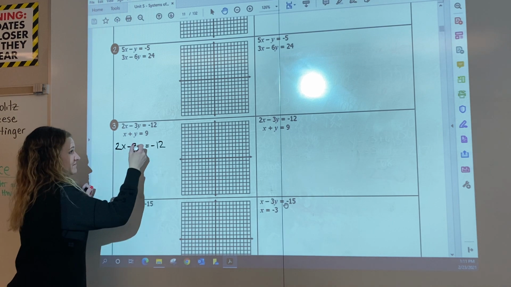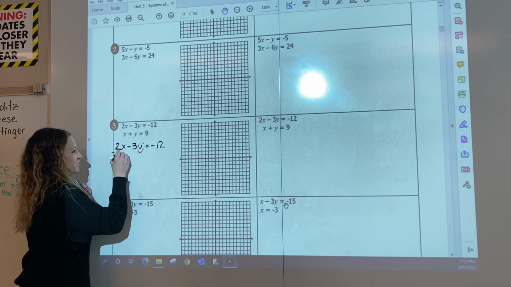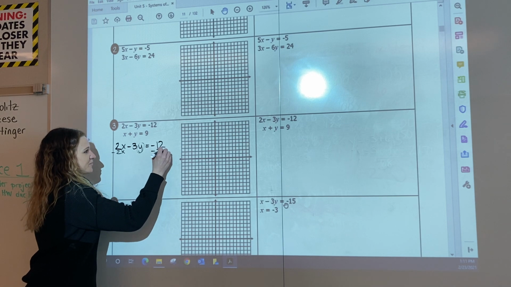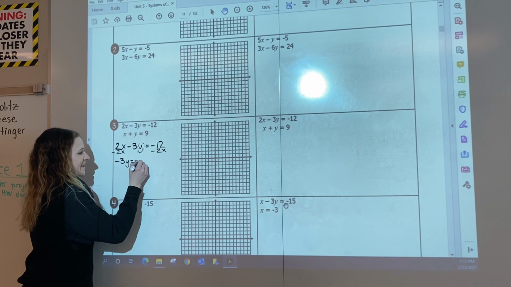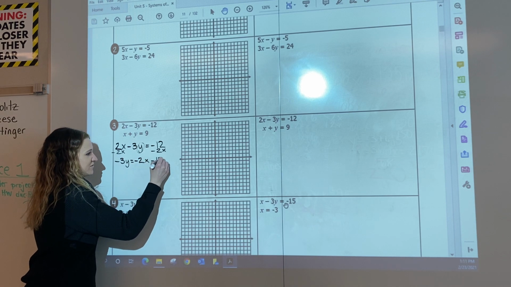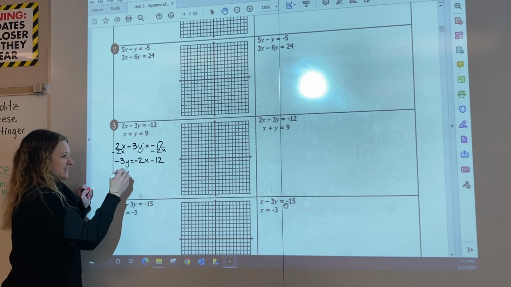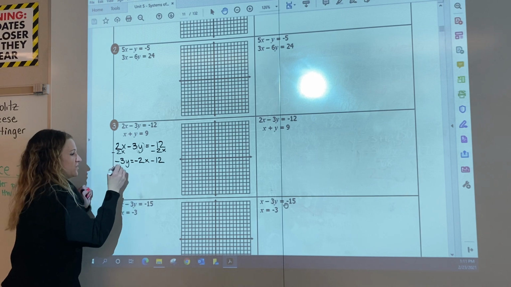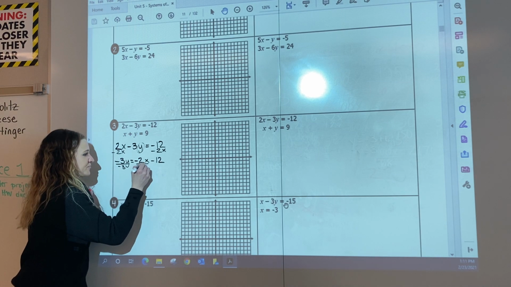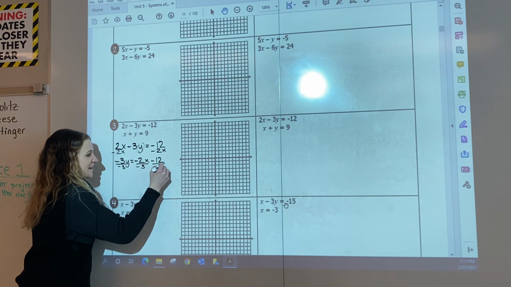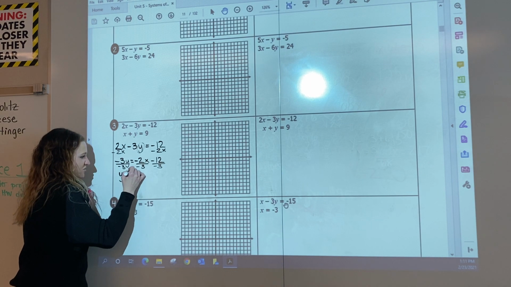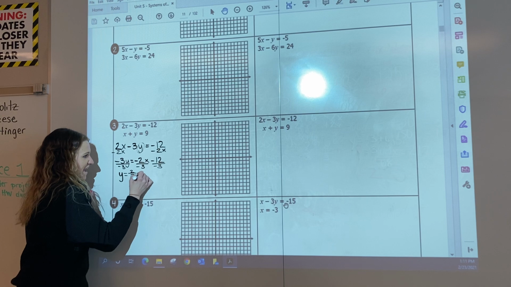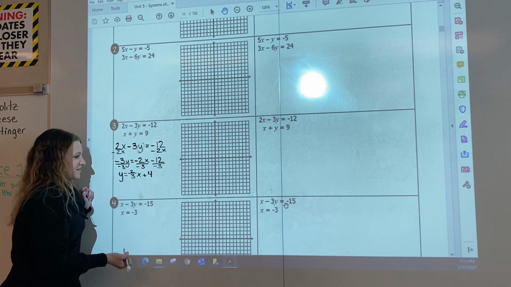To do that, I'm going to subtract my 2x on both sides, leaving me with negative 3y equals negative 2x minus 12. Next, I still want to get this y by itself, so I have to divide by negative 3. Whenever you divide a negative by a negative, it becomes a positive, and we're going to get y equals positive 2 over 3x plus 4.